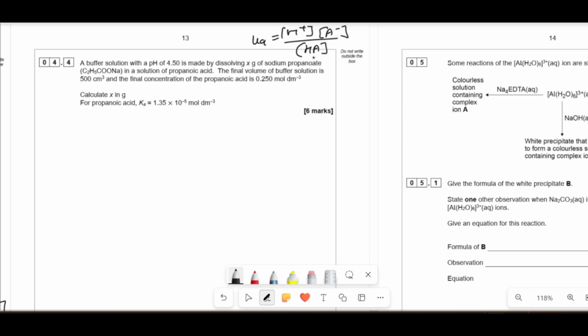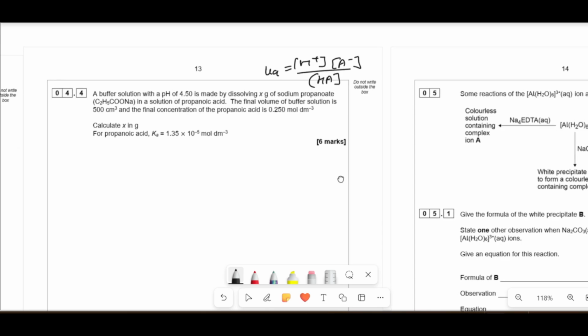The tricky part, though, is that they've told us we've got the pH, and they've dissolved this much of sodium propanoate, which is the salt, in a solution of propanoic acid. The final volume of this solution is 500 centimeters cubed, and the final concentration of the acid is 0.250 moles per decimeter cubed. Final meaning at this equilibrium point. So it's saying find X in grams.